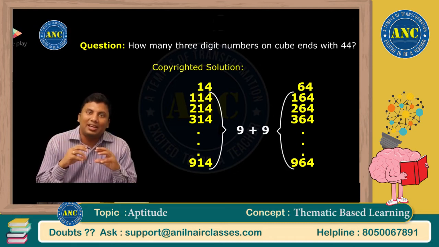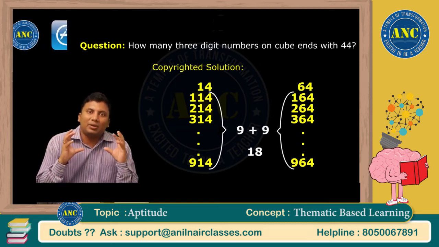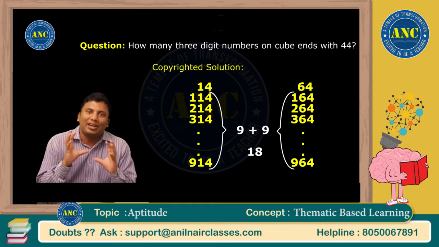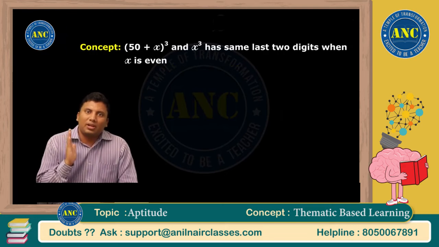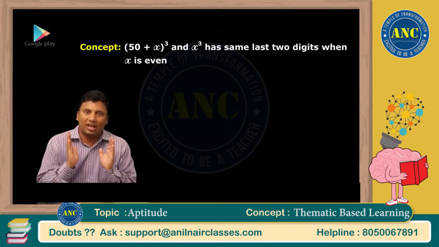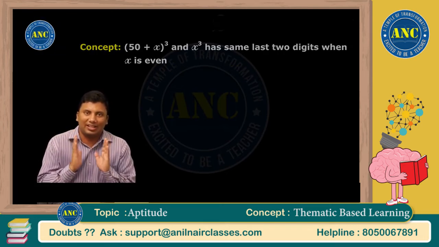What is 9 plus 9? 18. So how many 3-digit numbers, when cubed, end with 44? 18. So again I am repeating the concept: x cube and 50 plus x whole cube will have the same last 2 digits when x is even.